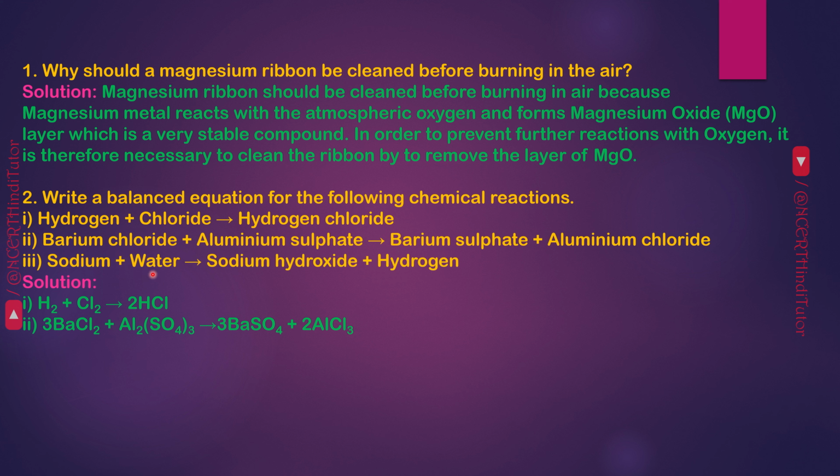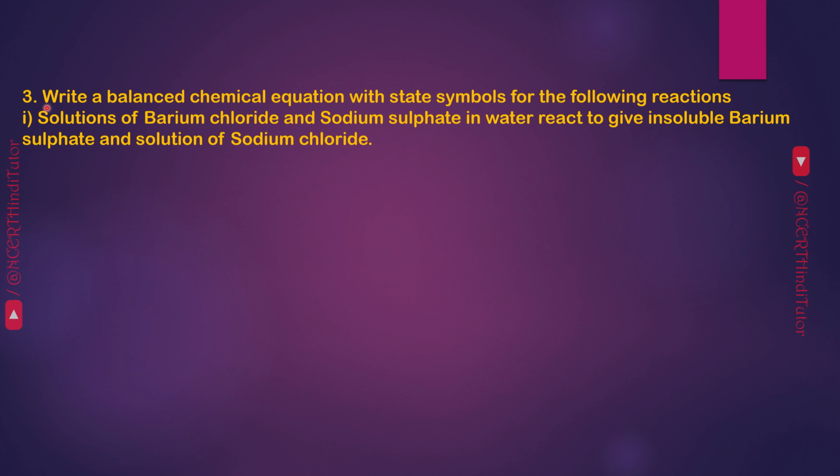Third, sodium plus water gives sodium hydroxide plus hydrogen. Answer. 2Na plus 2H2O gives 2NaOH plus H2. Question 3. Write a balanced chemical equation with state symbols for the following reactions. First, solutions of barium chloride and sodium sulfate in water react to give insoluble barium sulfate and solution of sodium chloride. Answer. BaCl2 plus Na2SO4 gives BaSO4 plus 2NaCl.